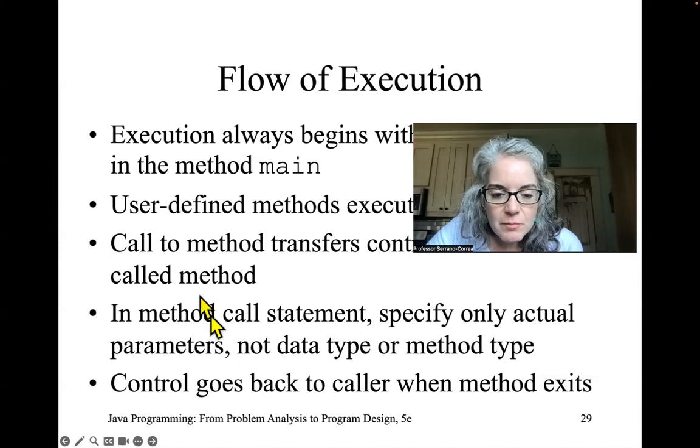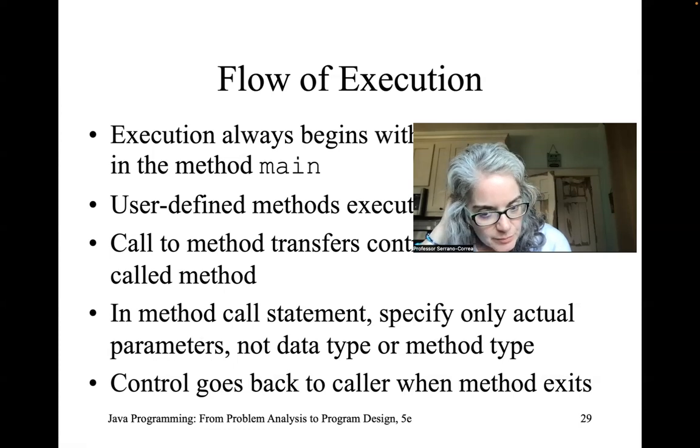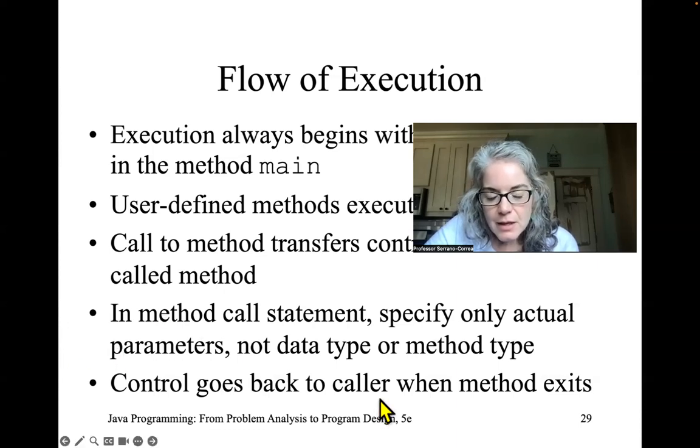In a method call statement, specify only actual parameters, not data type or method type. So when you're calling a method, you don't have to specify the method type, or the data type. You just specify the actual parameters. When the method is done, the control goes back to whoever called that method. So if main called the method, you go back to main.